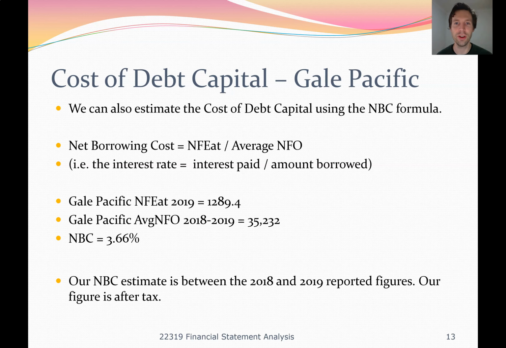Okay, so if I'm estimating the cost of debt capital for Gale Pacific, I can look at their financial statements and see what interest rate they're paying to their banks. I can calculate their net borrowing cost and come up with an after-tax number, and we can see that they're pretty similar in this case.